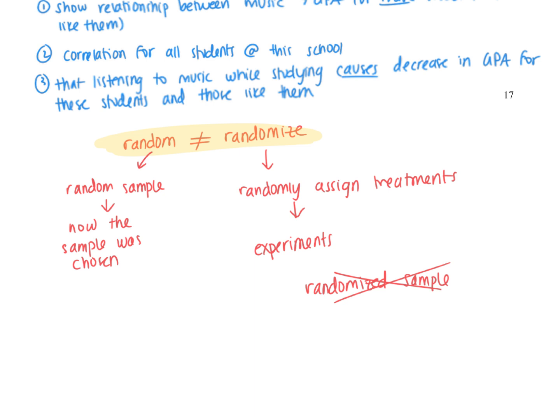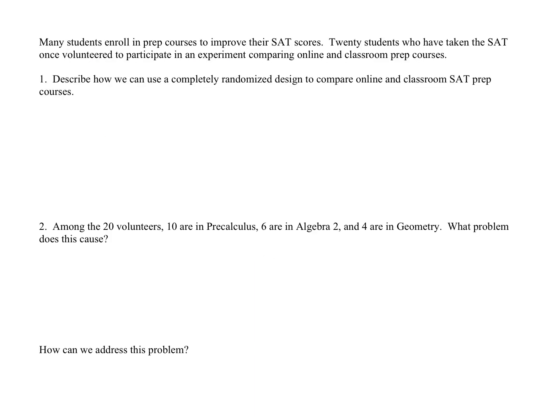Questions before we look at the next example? Okay, next example is one that you are going to do. So we are going to take a look at SAT prep courses. So students tend to enroll in prep courses to improve SAT or ACT. Let's say that 20 students who have taken the SAT have volunteered to participate in an experiment comparing online and classroom prep courses. First thing I'm going to ask you before we even design our experiment, who does our conclusion apply to? Is it the 20 students and those like them? Okay, our students volunteered, so these 20 students only, and people like them.